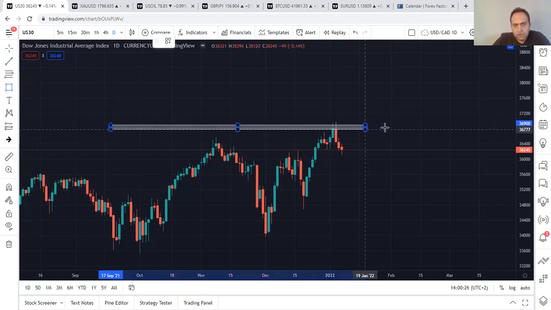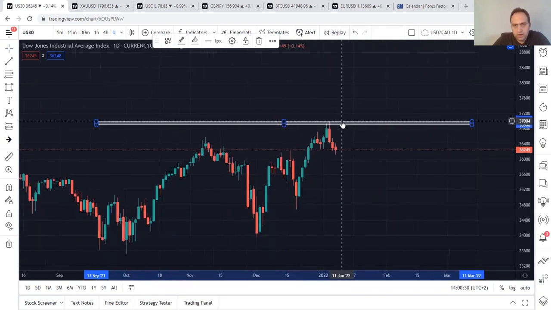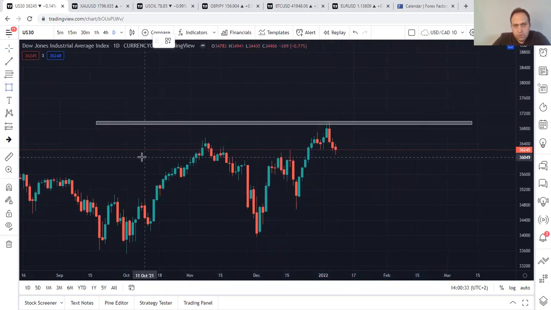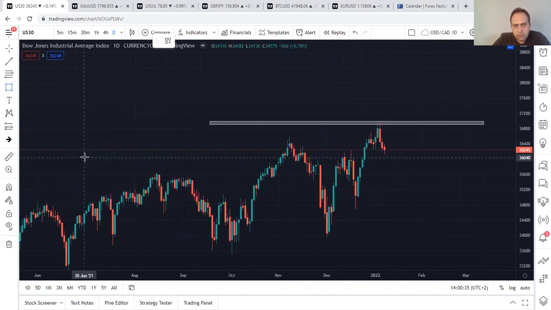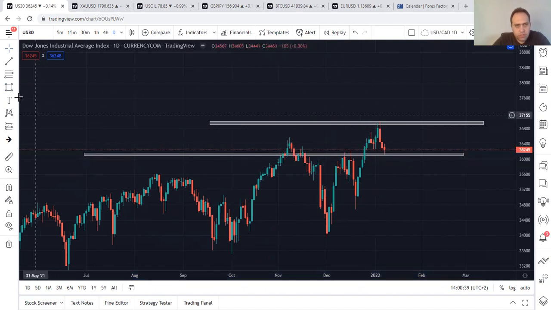So the first thing in US30, let's start. We have this resistance level, which is the all-time high. This is very important and critical. We have this support area. Look, this is a big support area. Why is this a support area and how do we draw it?